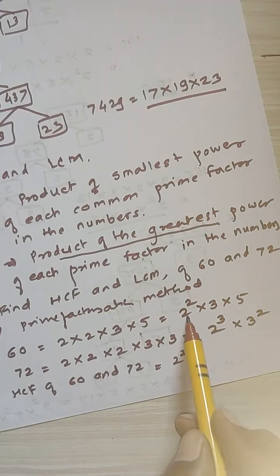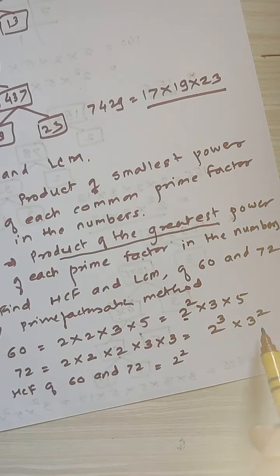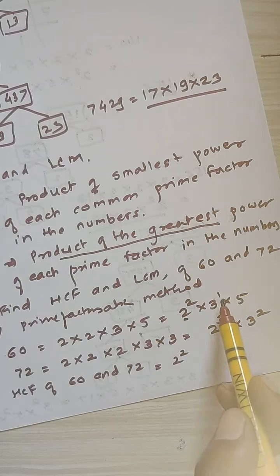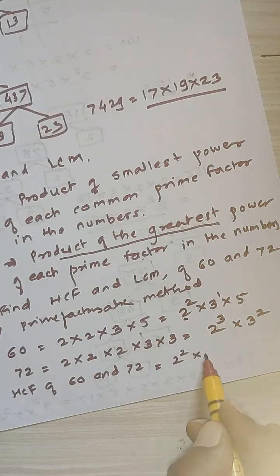Here 2 cube is there, 2 square is there, so the smallest will be 2 square. Here 3 square is there, and here 3 is there. So 3 raised to 1 is the smallest power of this common factor. That is 3 raised to 1.